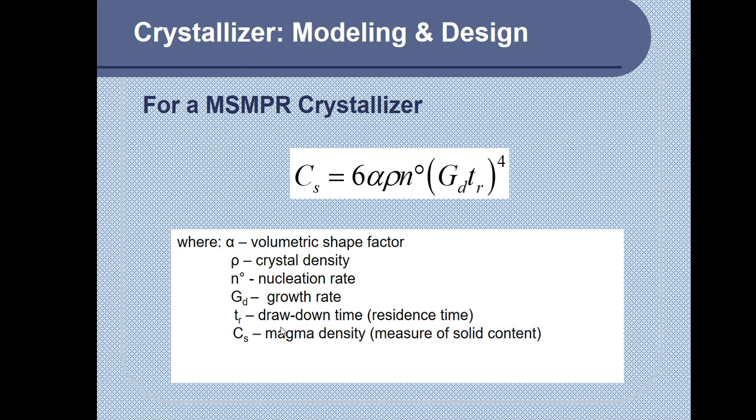This term drawdown time is actually residence time in crystallization. So it's just how long your magma stayed inside your crystallizer for you to be able to separate the formed crystal from the liquor, the spent liquor, because you have already taken out the crystals. So drawdown time, residence time in crystallization. So that is why the subscript is also T sub R. If we follow the formula, we'll be able to determine the magma density, which is actually the measure of its solid content.